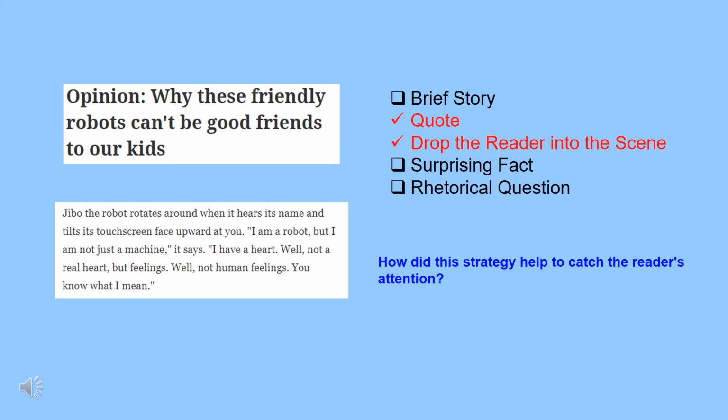Jibba the robot rotates around when it hears its name and tilts its touchscreen face up toward you. "I am a robot, but I am not just a machine," it says. "I have a heart. Well, not a real heart, but feelings. Well, not human feelings. You know what I mean."